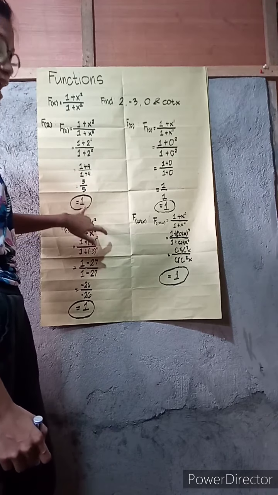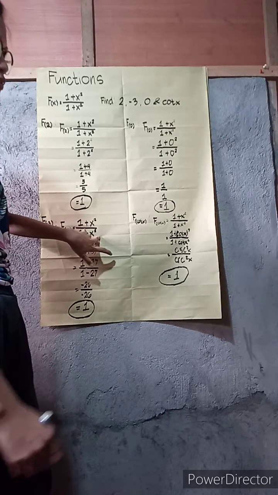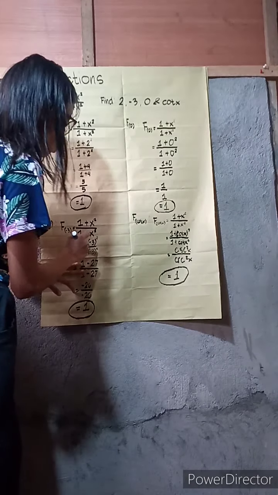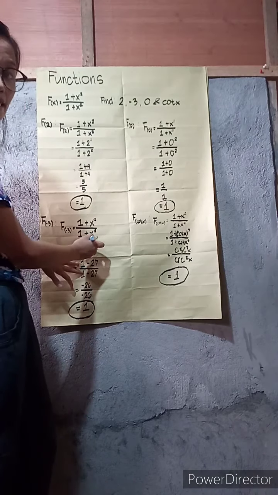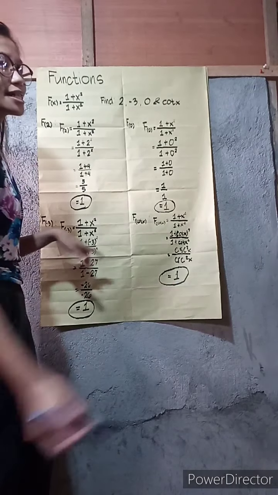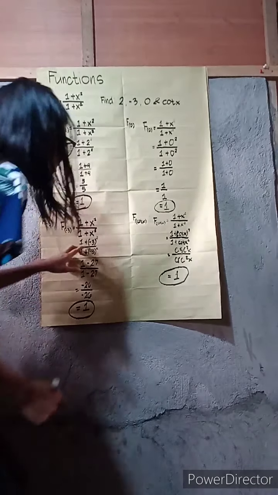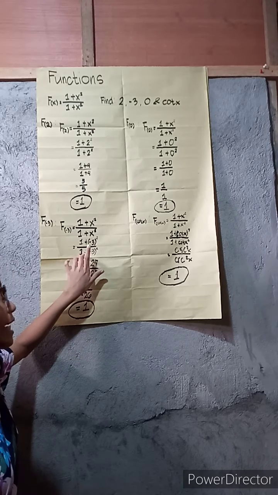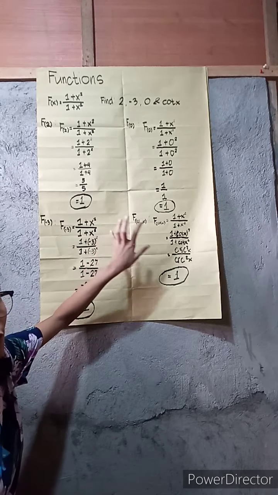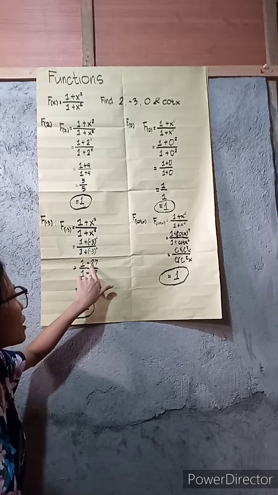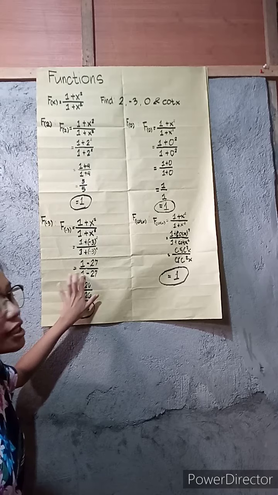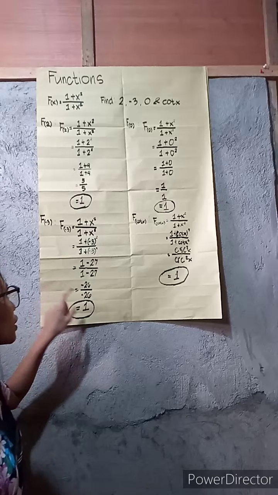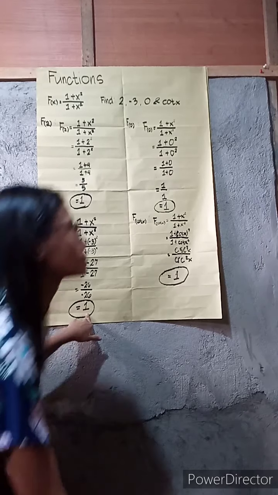And here we have f of negative 3. 1 plus x squared over 1 plus x squared, we will substitute x with negative 3. So 1 plus open parenthesis negative 3 close parenthesis squared over 1 plus open parenthesis negative 3 close parenthesis raised to the power of 2. So 1 minus 27 over 1 minus 27 equals negative 26 over negative 26 equals 1.